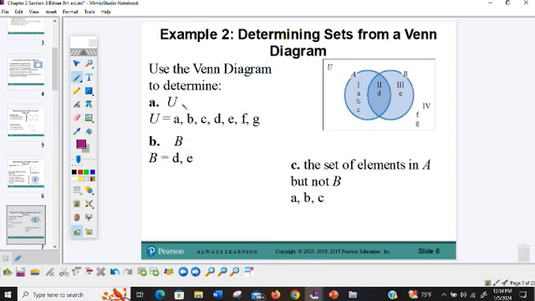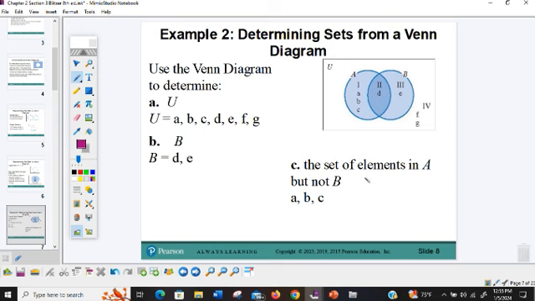So let's look at example 2, part A. It says use the Venn diagram to determine the universal set. The universal set is everything you see. You see an A, B, C, D, E, F, and G. That's everything. Now what's in B? If you look at B, this circle is B. There's only 2 letters in it, D and E.